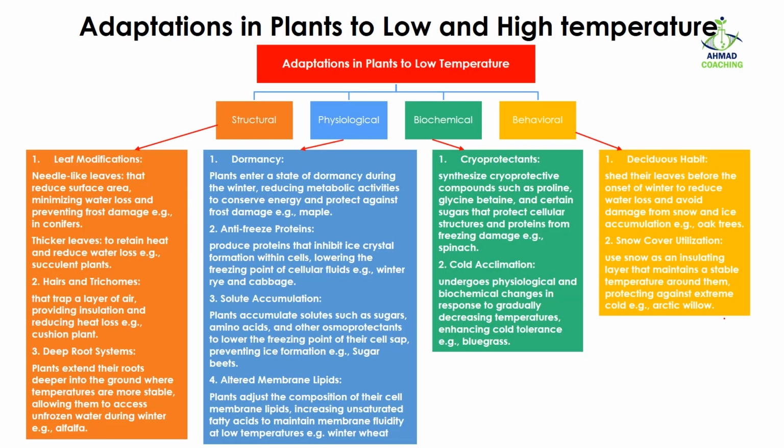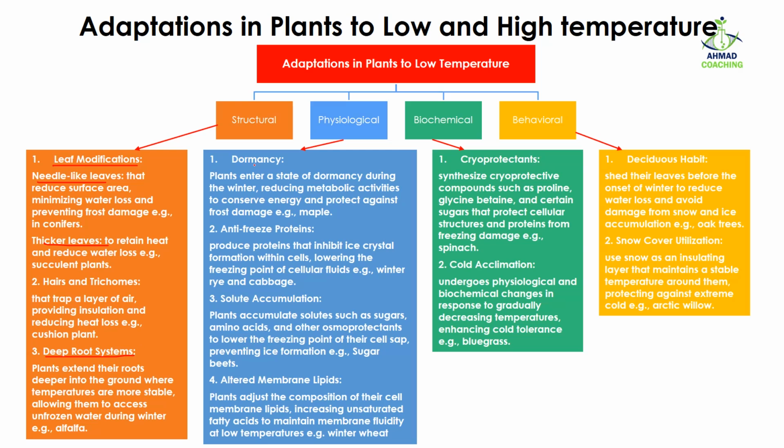So in conclusion, the plants are adapted to low temperature by performing structural, physiological, biochemical and behavioral adaptations in which they modify their leaves from needle-like leaves to thick leaves, as well as they have hairs to trap the air which acts as an insulator. They have deep root systems so they can reach the warm water and can adapt to cold temperature.